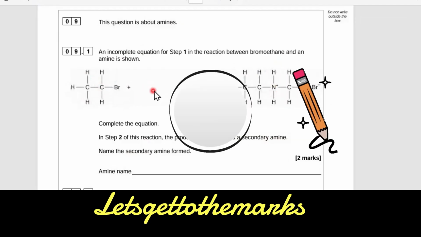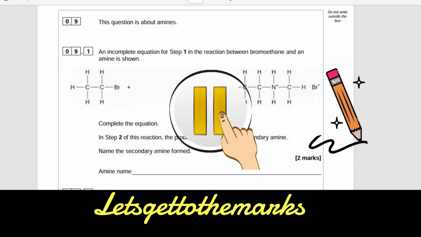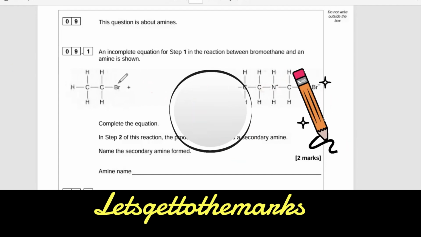Why don't you pause the video, grab a pen, grab some scrap paper, try and have a go, and then unpause and watch the walkthrough.